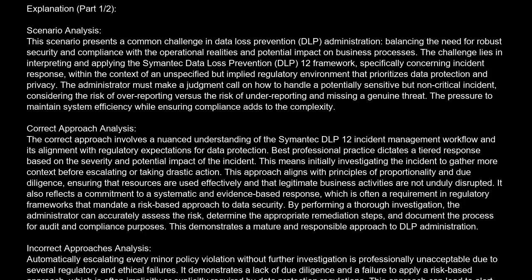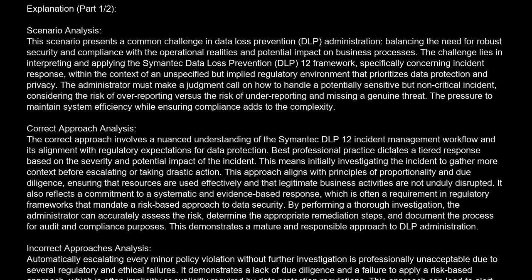Correct approach analysis. The correct approach involves a nuanced understanding of the Symantec DLP 12 incident management workflow and its alignment with regulatory expectations for data protection. Best professional practice dictates a tiered response based on the severity and potential impact of the incident. This means initially investigating the incident to gather more context before escalating or taking drastic action. This approach aligns with principles of proportionality and due diligence, ensuring that resources are used effectively and that legitimate business activities are not unduly disrupted.